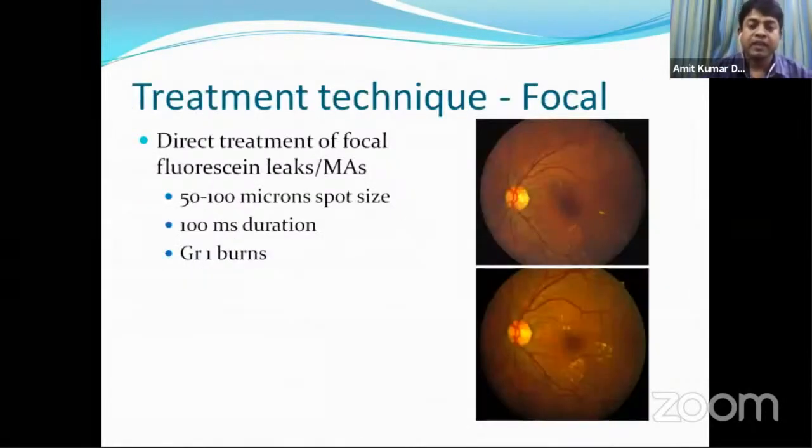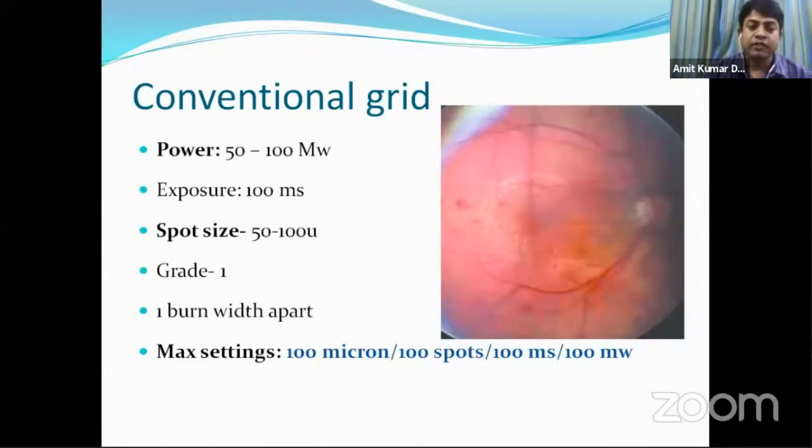So the treatment technique of focal laser involves a spot size of 50 to 100 microns, 100 millisecond duration, and grade 1 burns. In conventional grid, the settings are almost the same as the focal laser, but here we give 3 or 4 rows of C-shaped laser temporal to the fovea, starting 500 microns from the center of the fovea. In conventional grid, this grid pattern or C pattern of laser is given both in the areas of retinal edema as well as areas where there is no retinal thickening on OCT.